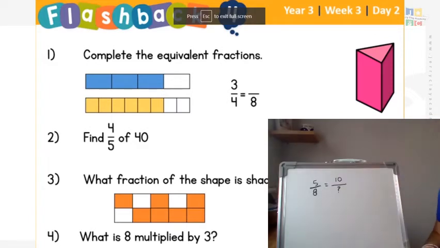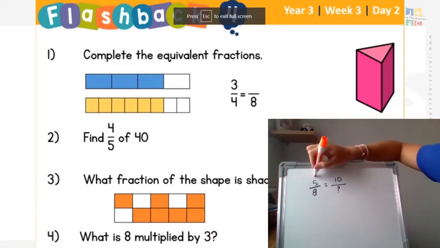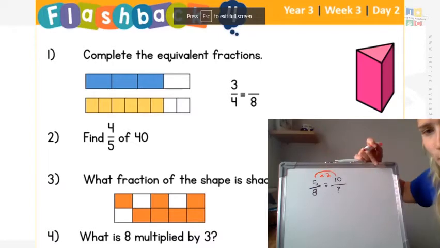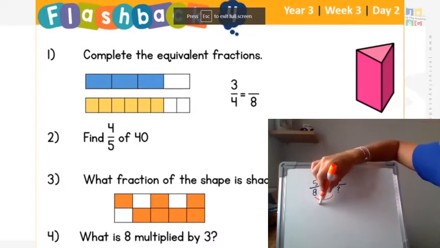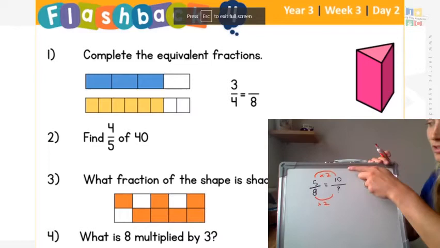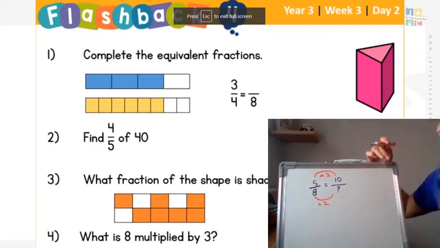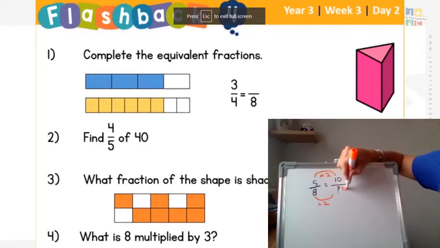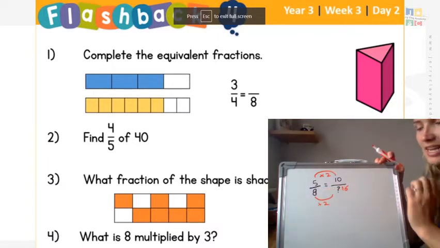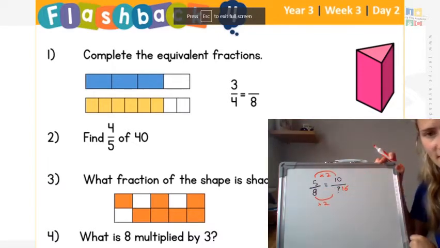So I'm just going to show you another example. This time I've got 5 eighths is equivalent to 10 something. So I need to see, well, I've got my numerators first. So I'm going to see how I got from 5 to 10. Well, I timesed it by 2. So because I timesed the top by 2, I must times the bottom by 2 as well, because what I do to the top, I must do to the bottom. 8 times 2 is 16. So I know 5 eighths is equivalent to 10 sixteenths.